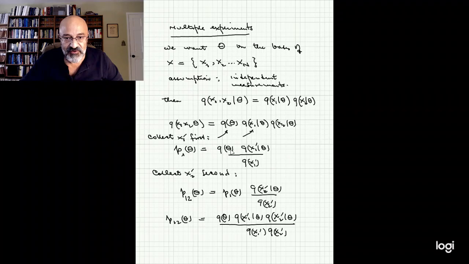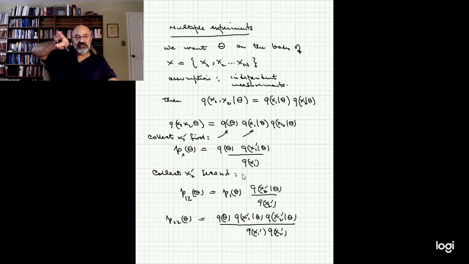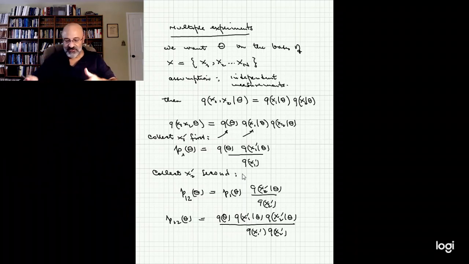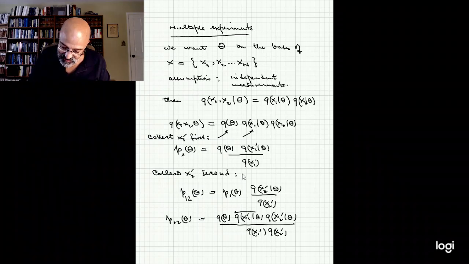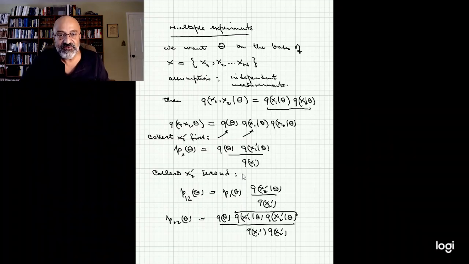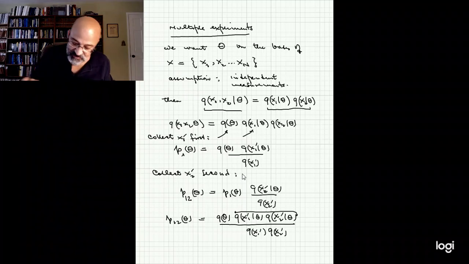Now, what's interesting about this is that if you collect x1 first, you go from q theta to p1, then you collect x2 second, you go from p1 to p12. But the expression we get down here is exactly the same if we had done it in the other order, if we had collected first x2 and then x1. And in fact, it's also the same if you had collected x1 and x2 simultaneously, because this piece here happens to be exactly the likelihood function for the joint probability distribution.